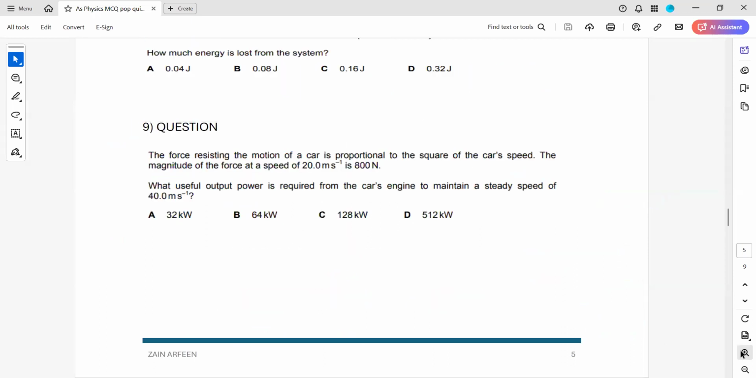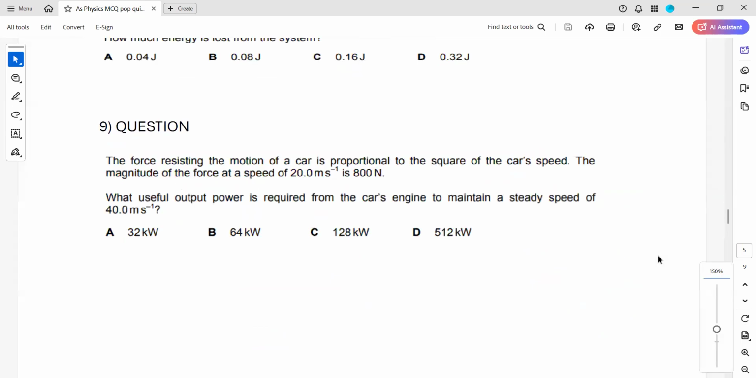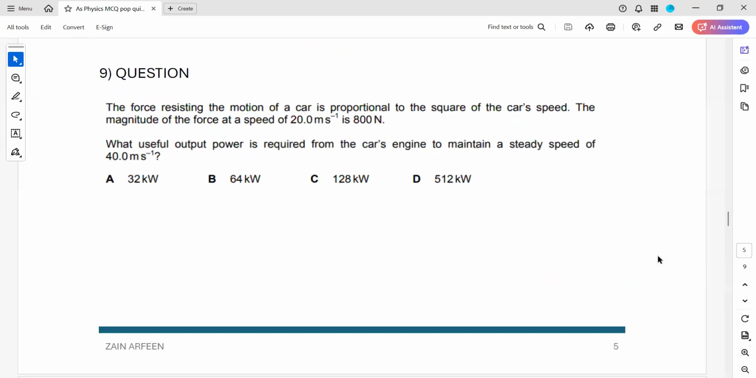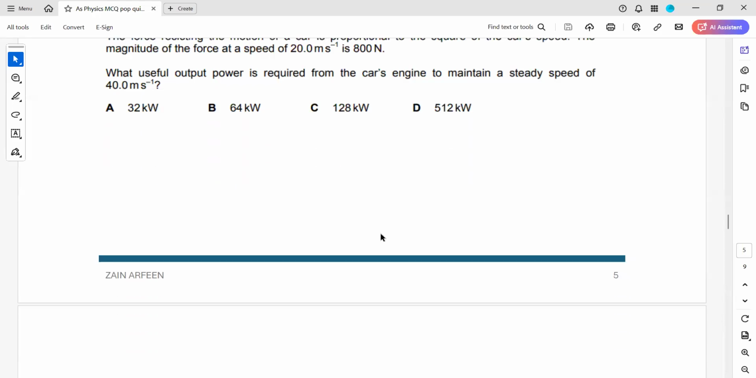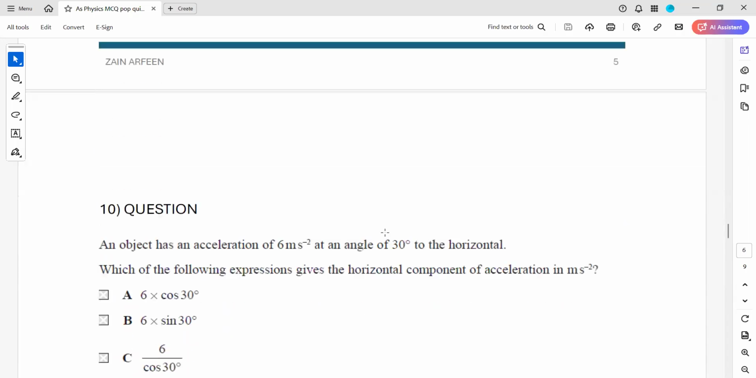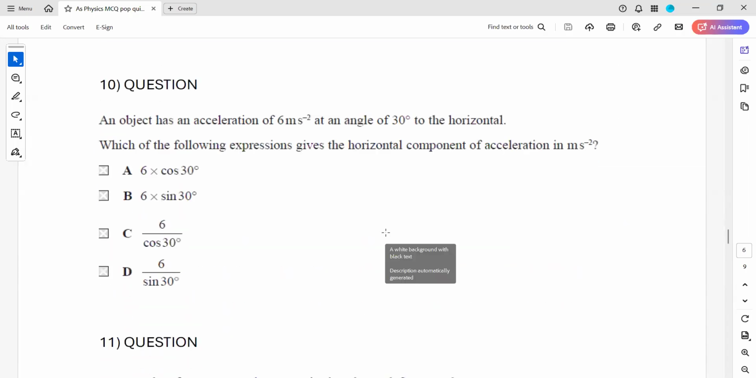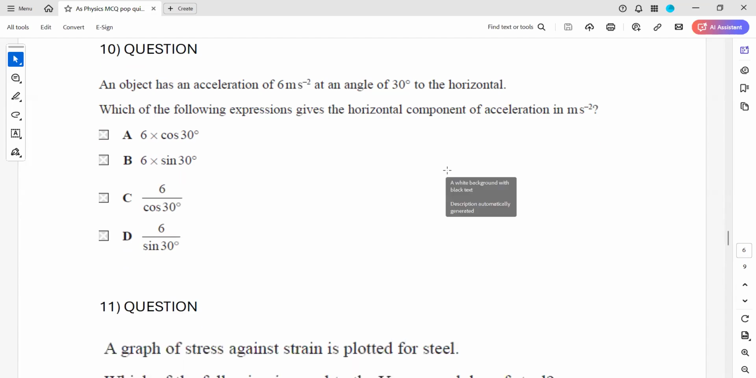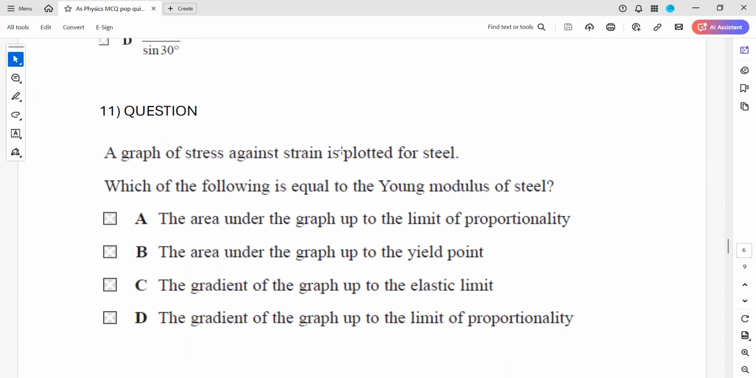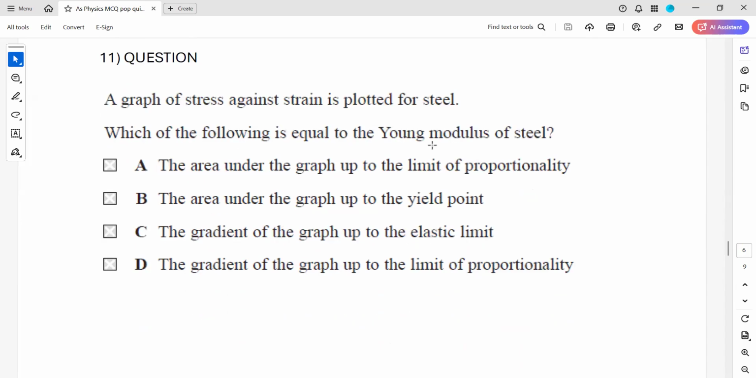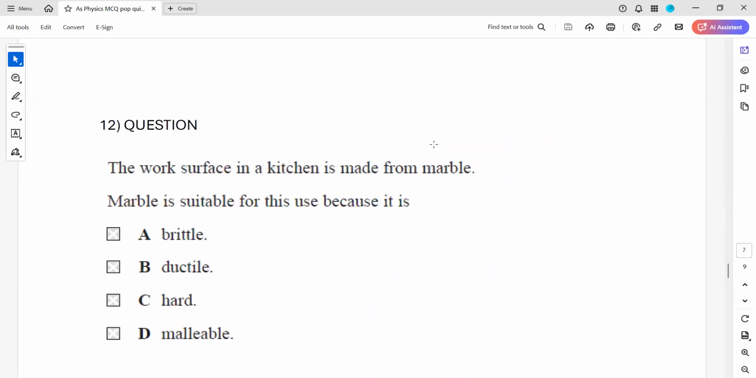Question 9, any doubt? Question 10, any doubt? Question 11, any doubt? Question 12.